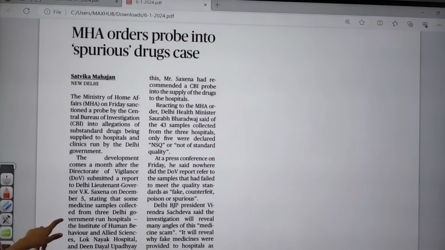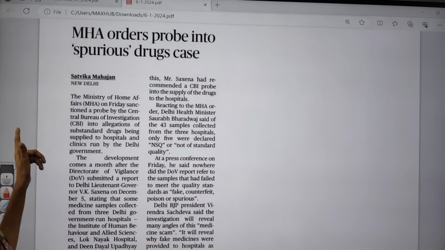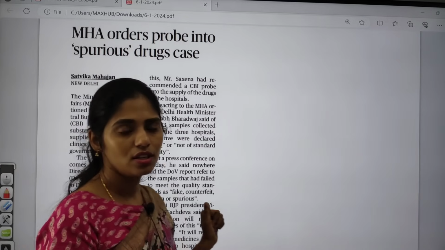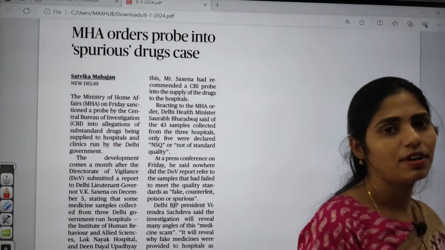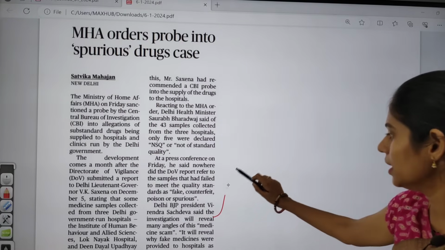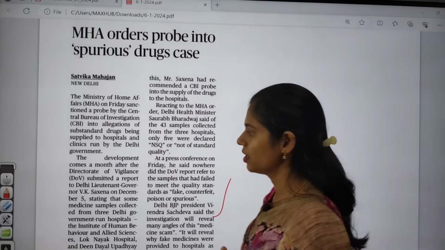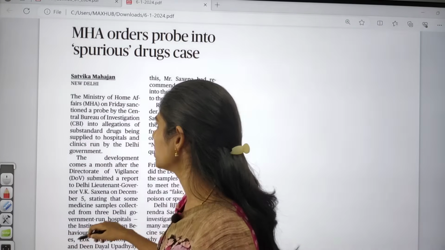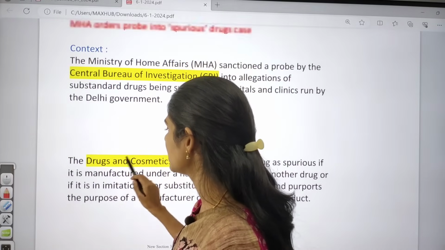The next topic is: Ministry of Home Affairs orders probe into spurious drug case. This article is also very important from the health point of view and even from your international relations point of view. So here we are focusing on some important points. Okay, so let us see that.